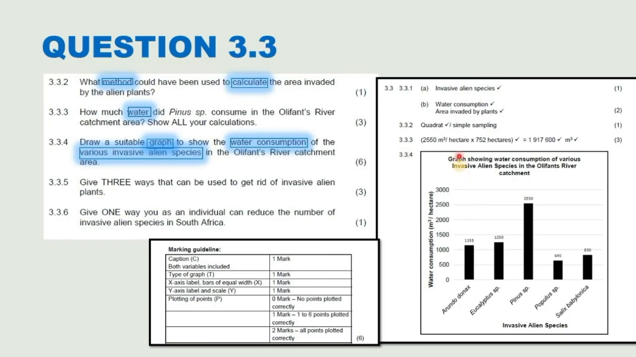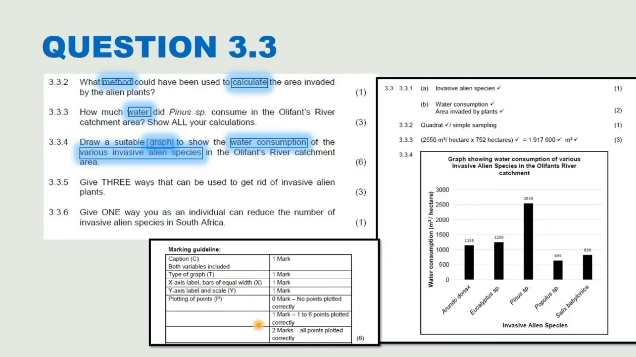So they say that for my heading, you get 1 mark for the caption, showing a graph showing the water consumption of various alien species. So what's important here, they just asked for the water consumption. Then you get 1 mark for the type of graph. So in this case, it was a bar graph.